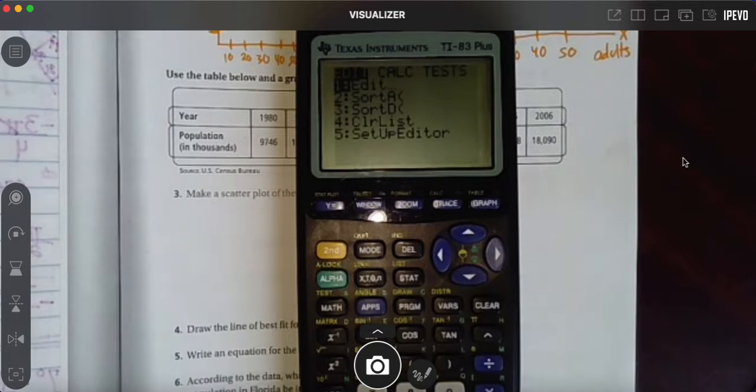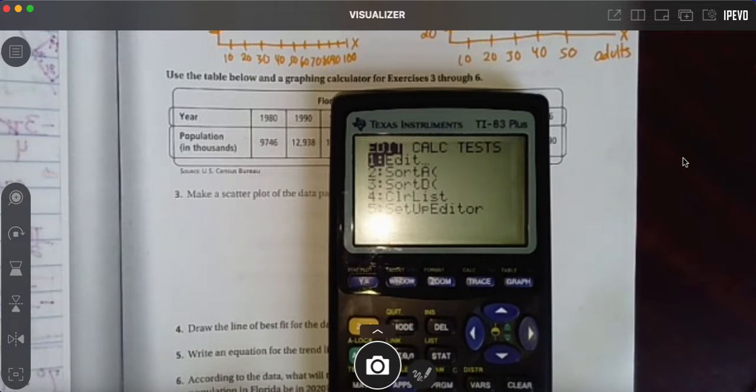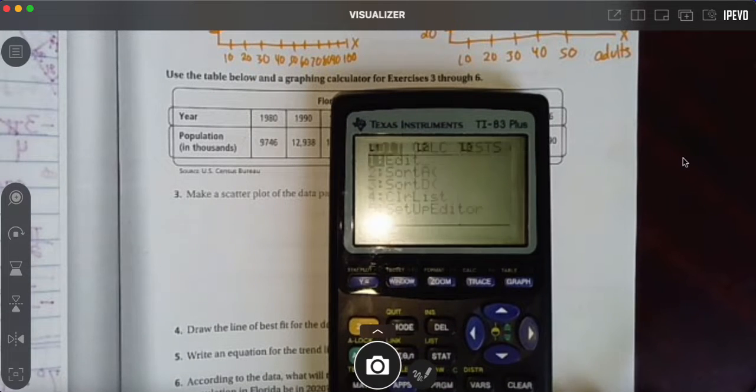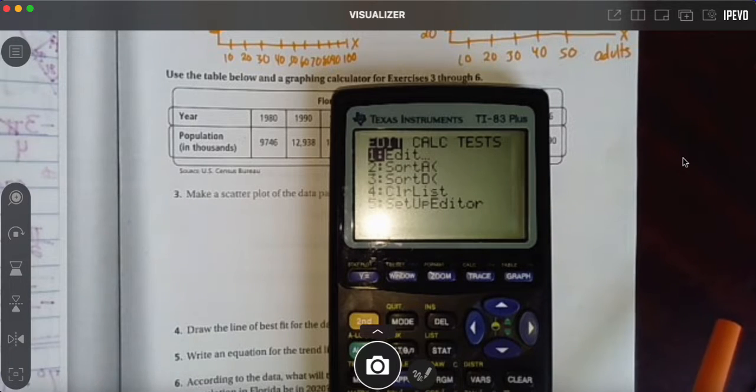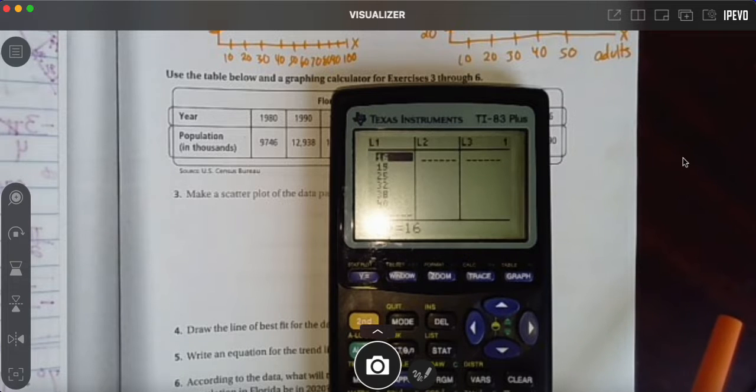So if you press it, you are going to go to the edit. And this is a table of values. Guess what you have on your worksheet? A table of values. It's the first thing. If you're at stat, it should be on edit. So you press enter.